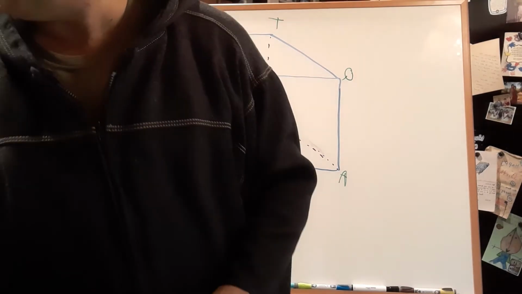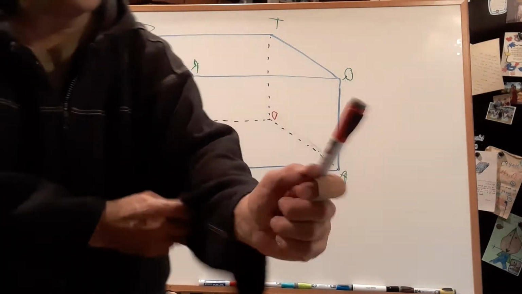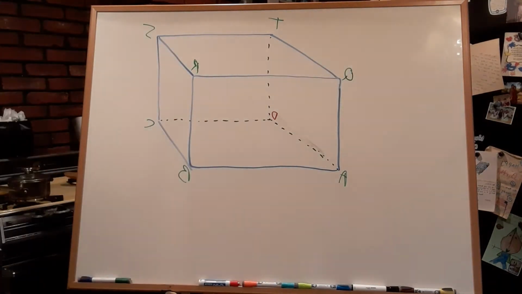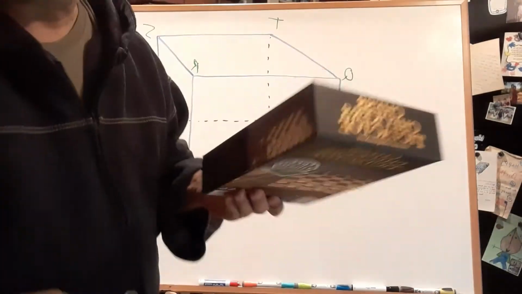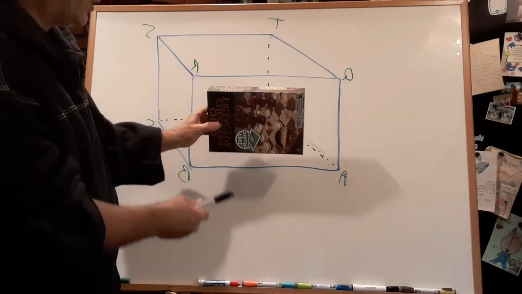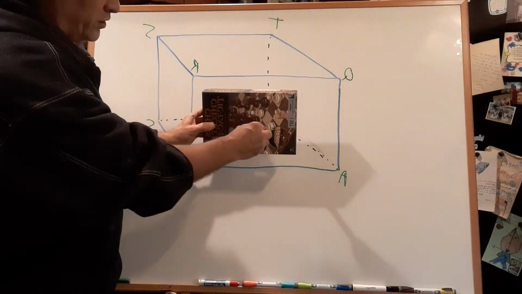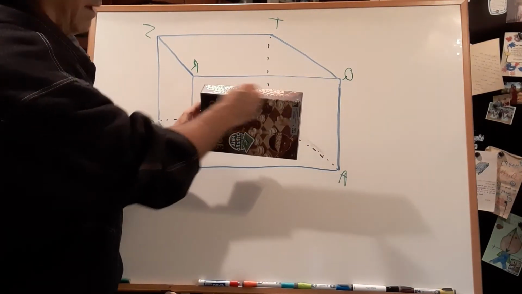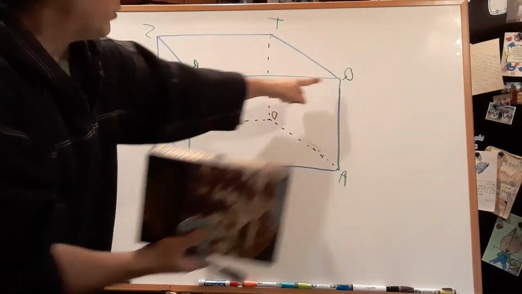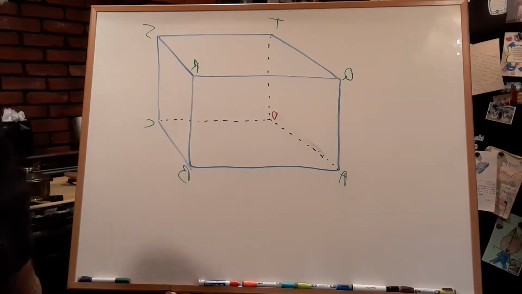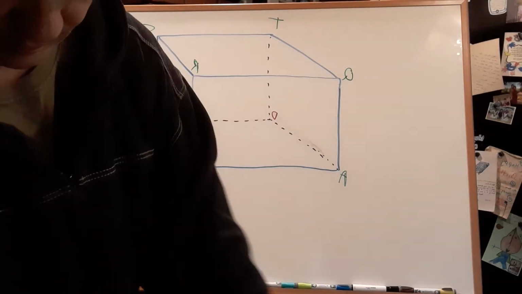I should have had the box here. So a box like this. If we get something like this, it's this plane and the top here. This line is where they intersect. So this line is where they intersect: QR.